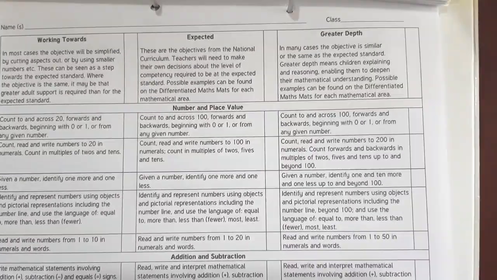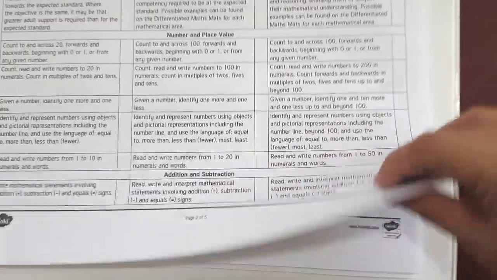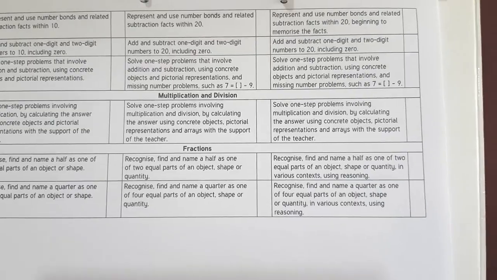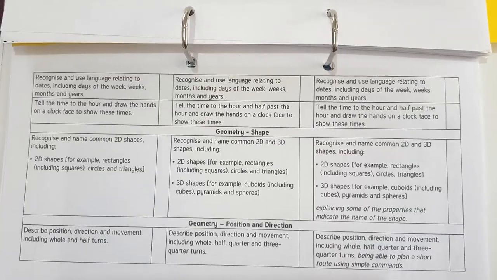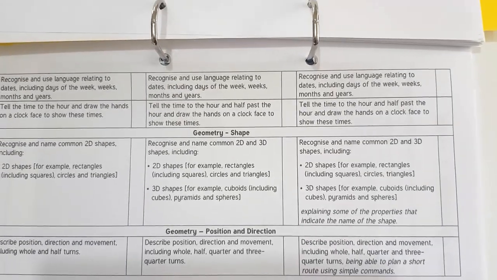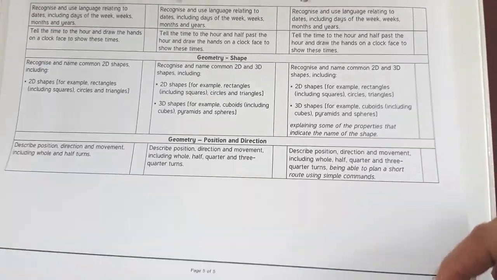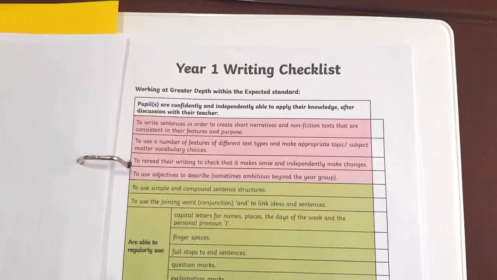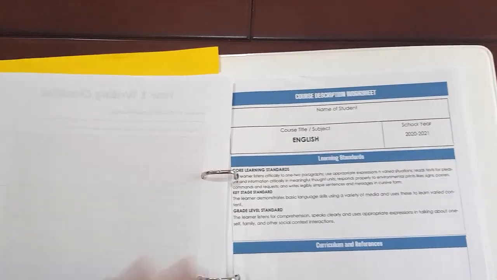Makikita nyo kung ano na yung understanding niya when it comes to number and place value or addition and subtraction. Ano na yung understanding niya when it comes to multiplication and division. And lalo na sa fractions, okay? Ako yata walang understanding sa fractions. Okay, or ano yung understanding niya when it comes to geometry and shape, and then geometry, position, and direction. So, that's for math. And then this one is for writing naman. So, this is the writing checklist.